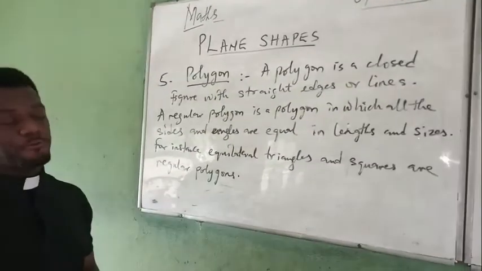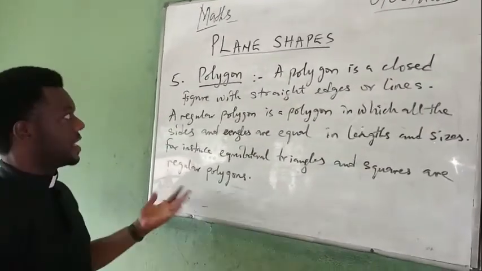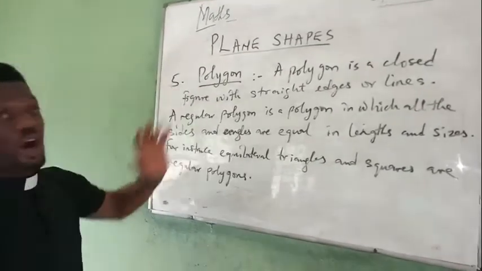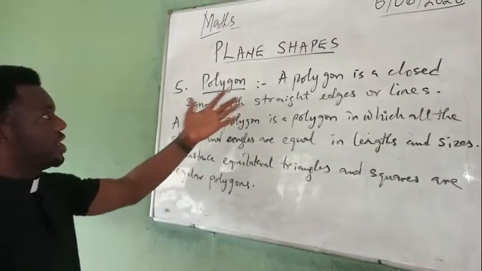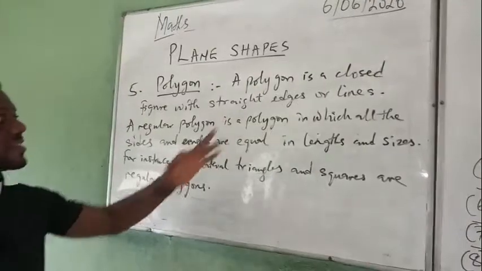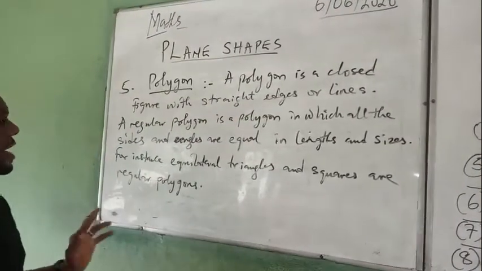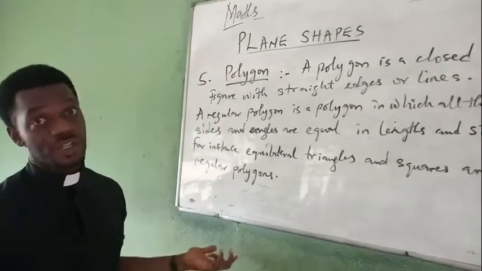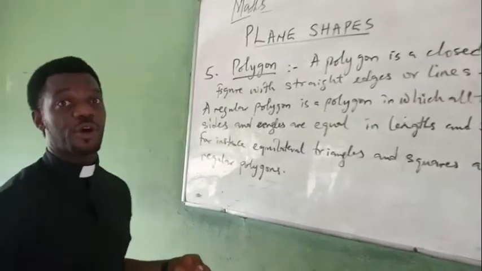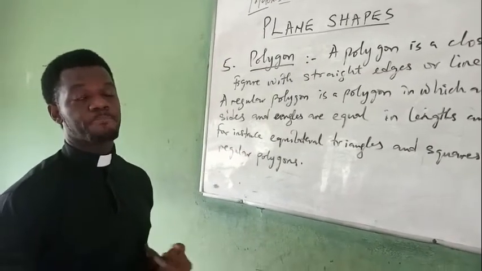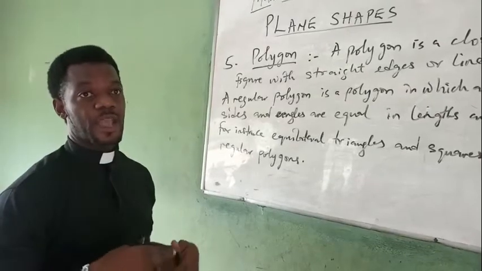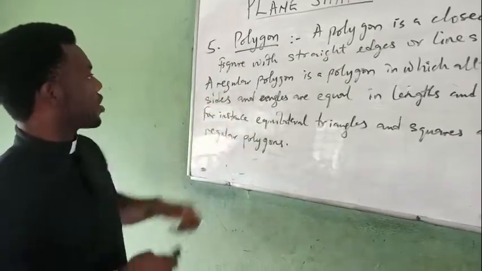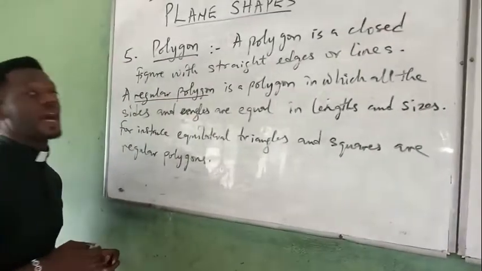This is the 5th kind of plane shape. This one is the general name for most of the plane shapes we have in mathematics. It's called a polygon. A polygon is a closed figure with straight edges or lines. Any plane figure with closed edges or lines is a polygon. It may also interest you to know that the triangle, the rectangle, and the square we have discussed are all polygons.